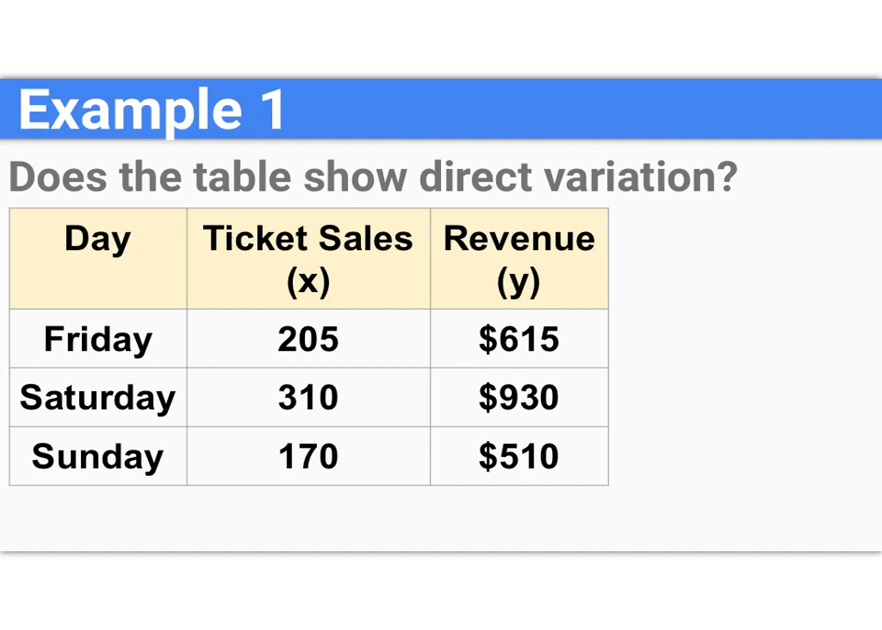Okay, does the table show direct variation? So basically, what you do is you divide. So your y equals kx. If you want to solve for k, you have to divide both sides by x. And now you're looking at k equals y over x. And when you divide 615 by 205, you get 3. When you divide 930 by 310, you get 3. 510 divided by 170, you get 3. So this table does show direct variation.